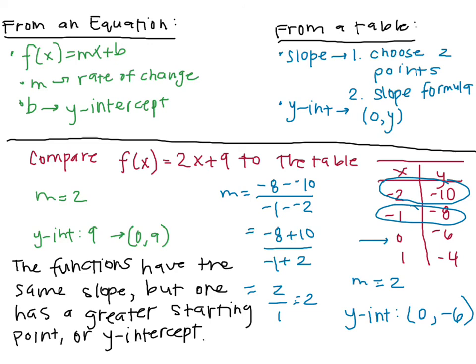So you're not always going to be comparing an equation with a table. You might compare an equation with a graph or an equation with a word problem that's in context. Maybe you'll compare a context problem with a table or a table with a graph. It doesn't matter what you're comparing. You always want to find the slope or the rate of change and the y-intercept. And then once you find each of those for both functions, you can make your comparison.